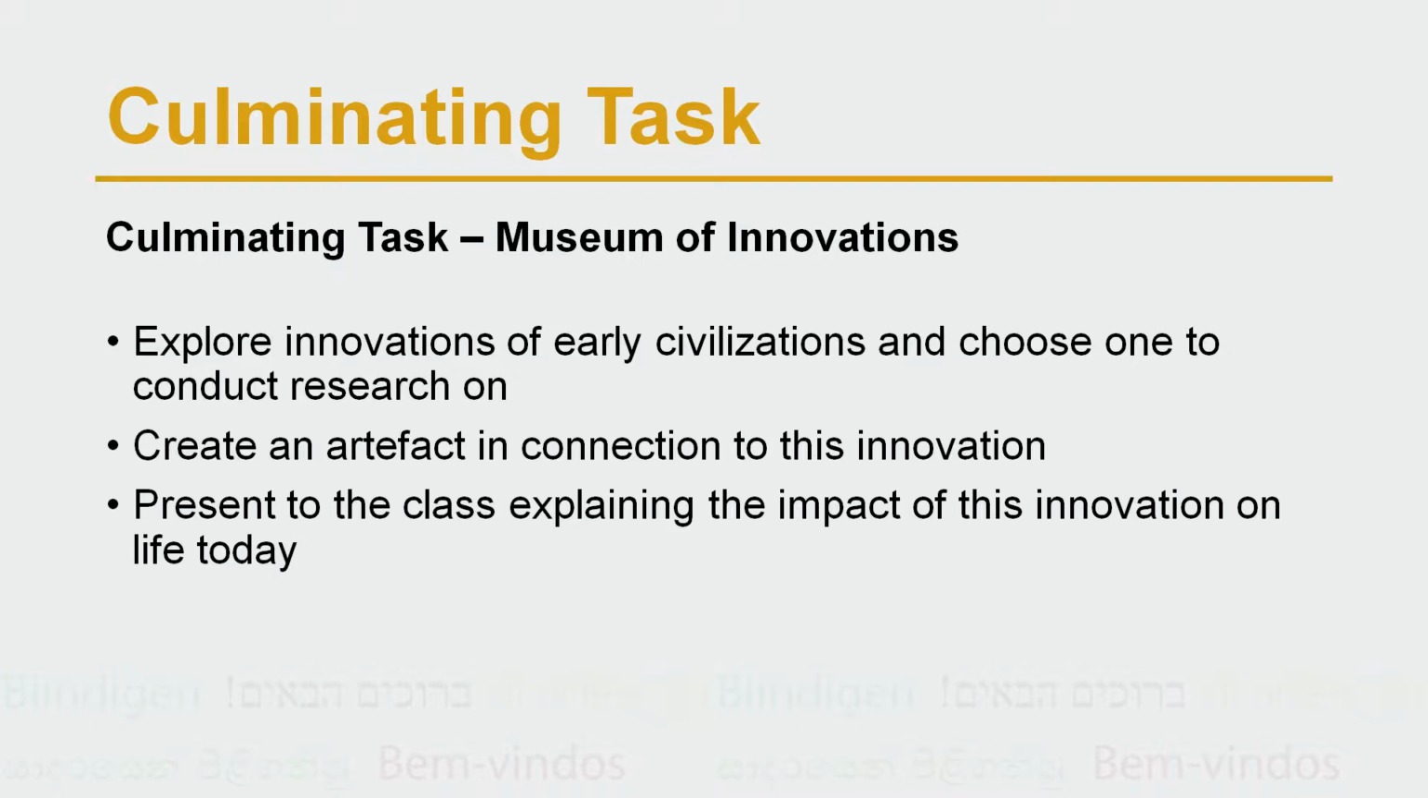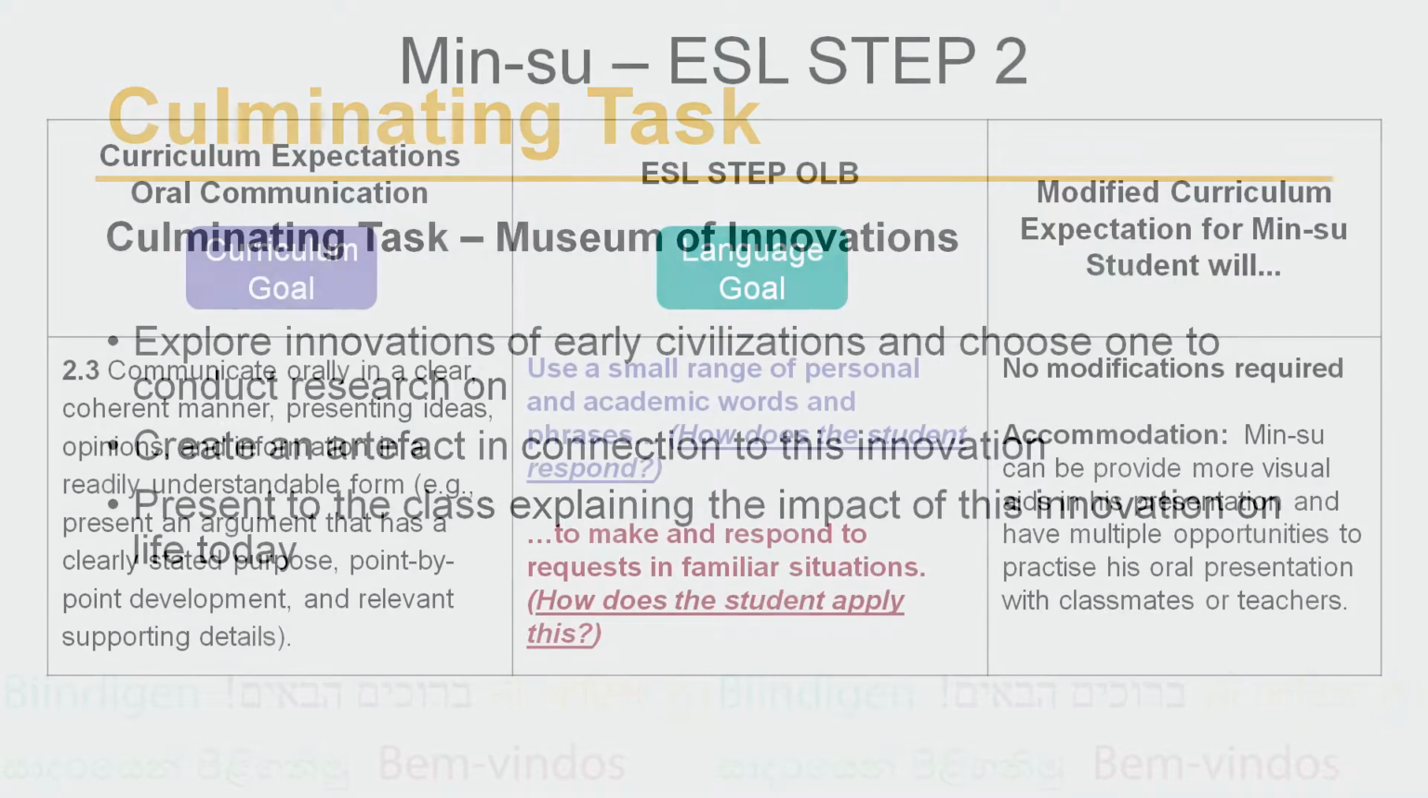The task for this lesson involves students making presentations about the research based on their artifact, first to their classmates and then to a public audience, such as students from other classes and visitors. The task will consist of language expectations, including 2.3, communicate orally in a clear, coherent manner, presenting ideas, opinions, and information in a readily understandable form.